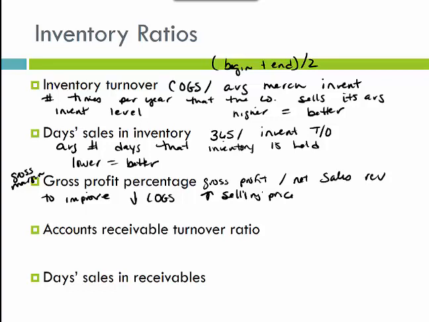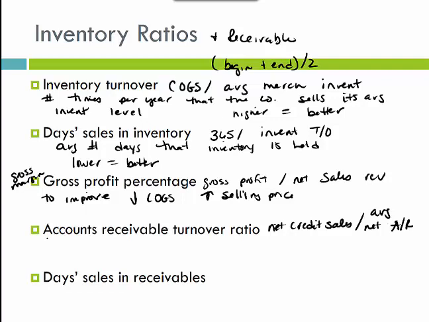Then we look at receivables. So that should be here, inventory and receivable ratios. Accounts receivable turnover ratio. So this is your net credit sales, the amount of sales you do on account, divided by your average net accounts receivable. So again, average would be the beginning plus the end divided by 2.